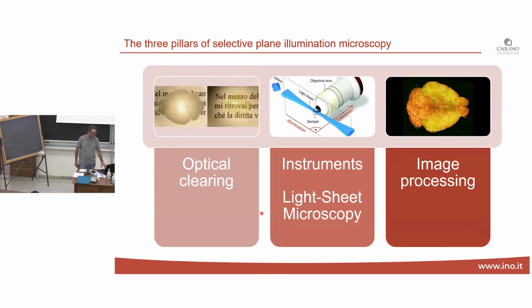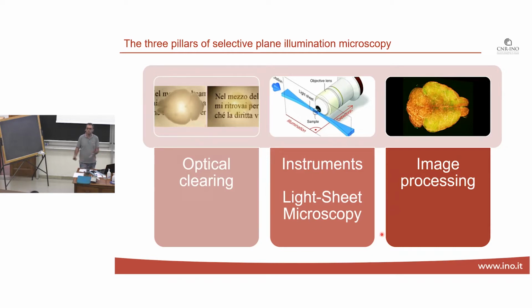Optical clearing is a biochemical process that you can use to make your sample completely transparent to light, sort of. This is a whole mouse brain before and after optical clearing. You can see that you can actually read through it. This is important because this light has to be able to penetrate deep into the sample for this kind of technique to work.